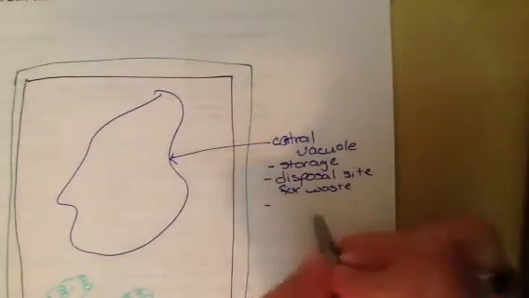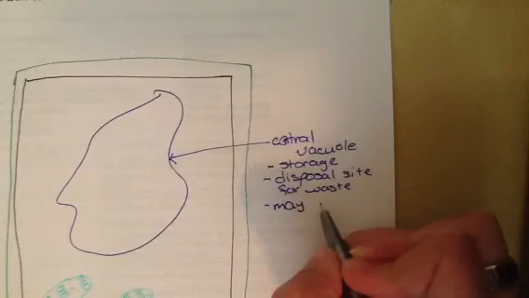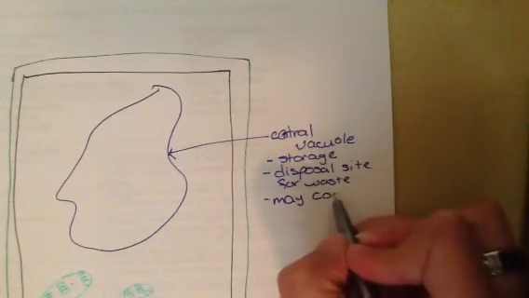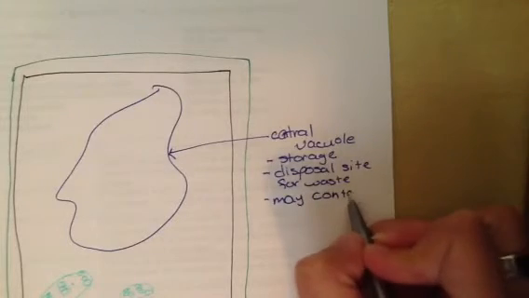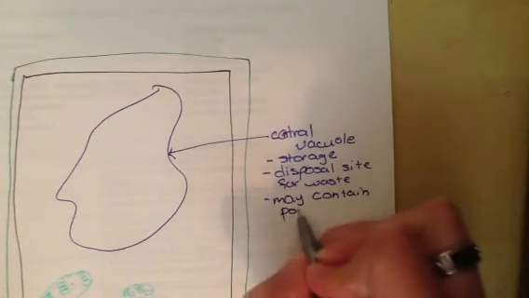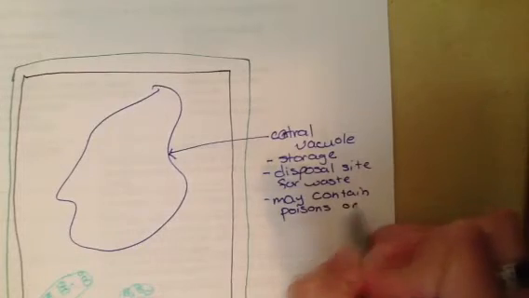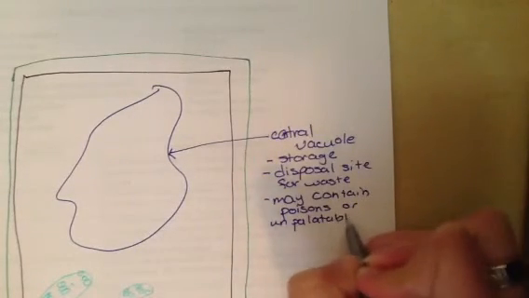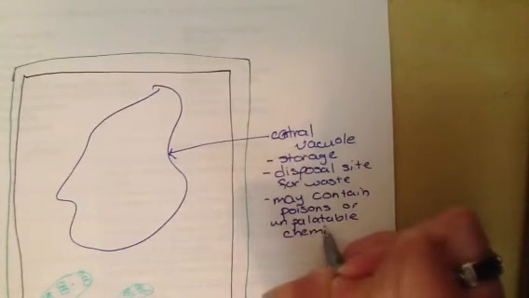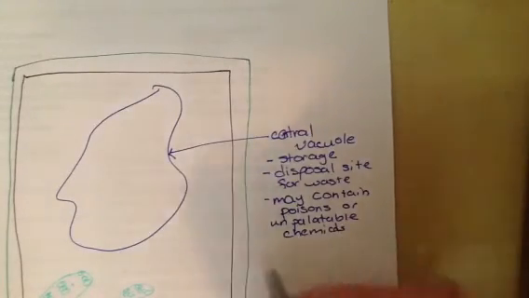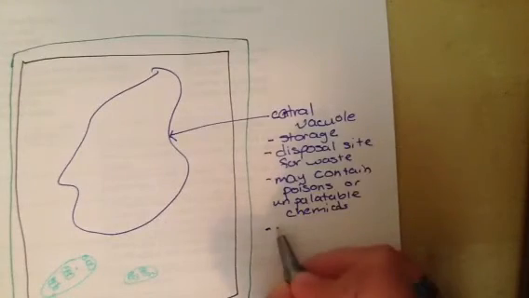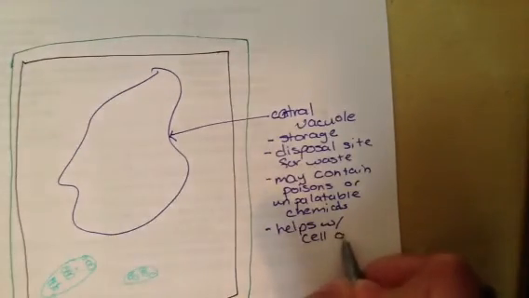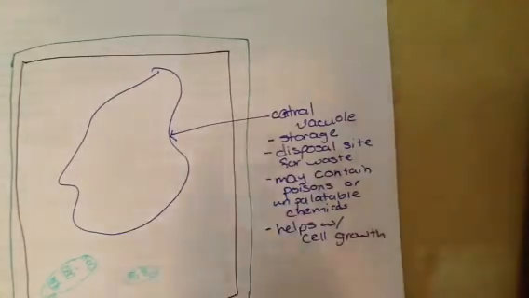Okay, it may contain poisons or unpalatable chemicals, so things that don't taste good. And it helps with cell growth too. So it has a lot of jobs, and only plant cells get them.